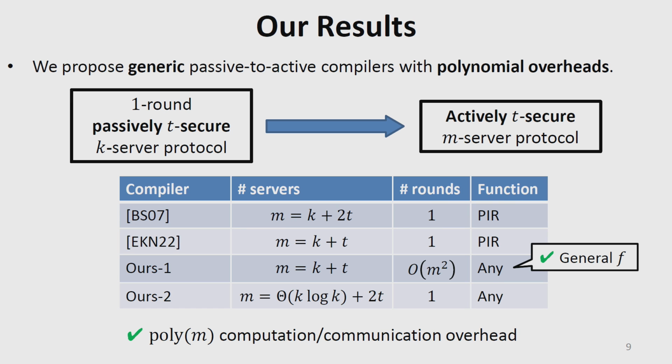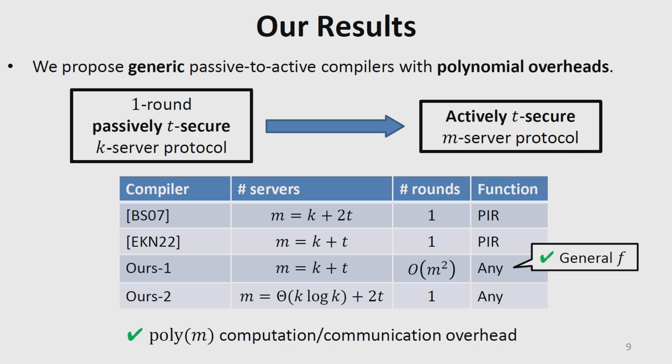So now we show our results. In this work, we propose generic and efficient compilers from passively secure database search protocols to actively secure protocols. Our compilers are generic in the sense that they are applied to any passively secure protocol for computing even more general functions than PIR. And also, our compilers are efficient in the sense that the overheads in the client-side computation and communication complexity are only polynomial in the number of servers.